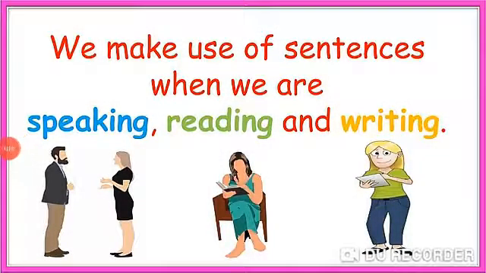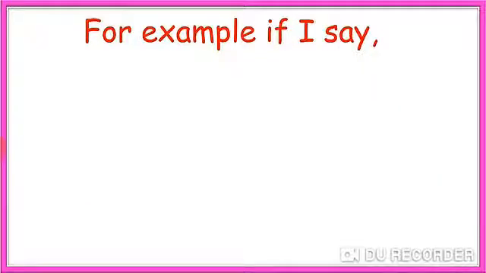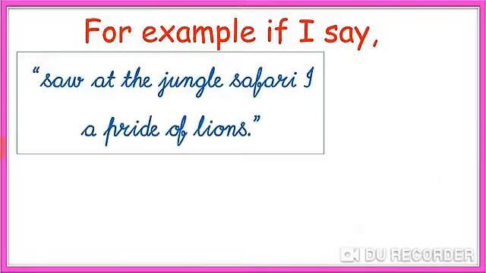use of sentences when we are speaking, reading, and writing. In order to form correct sentences, we place the words in a particular order such that they give meaning to what we want to convey. For example, if I say, "Saw at the jungle safari I a pride of lions." Now, this group of words does not make complete sense, so we cannot call this a sentence.